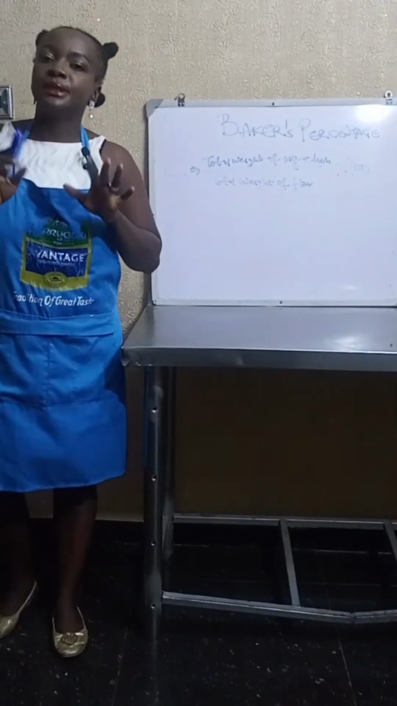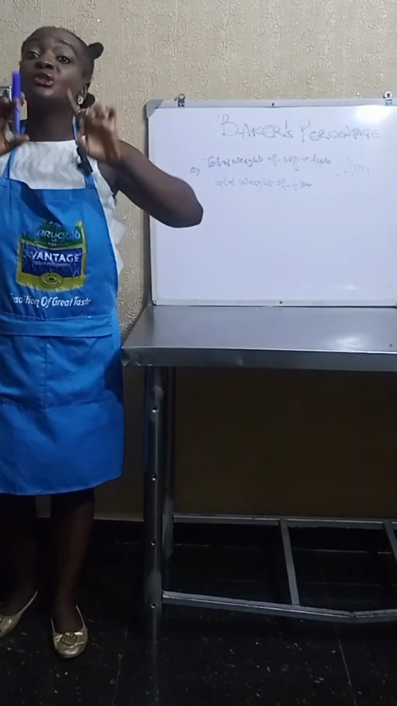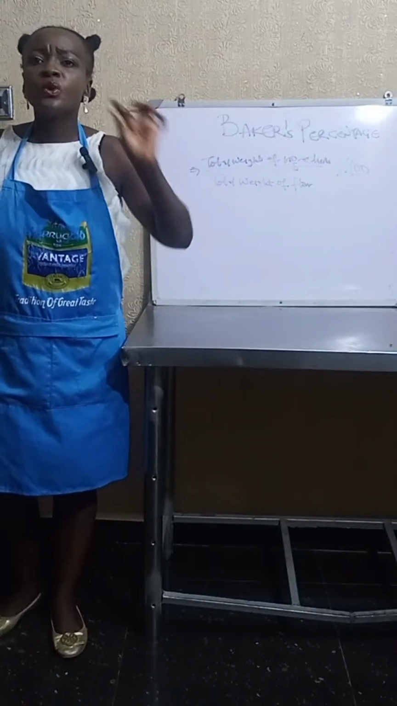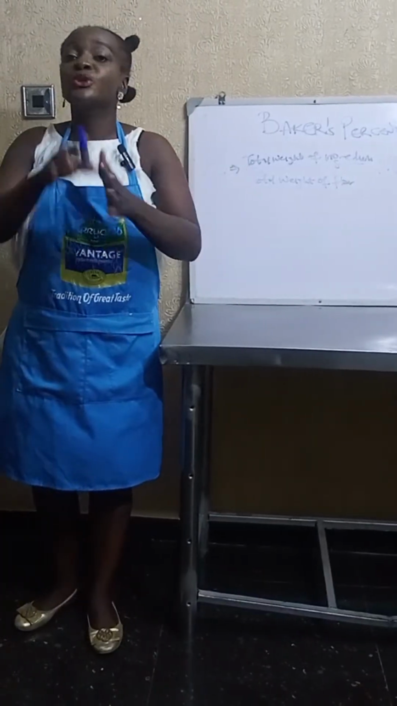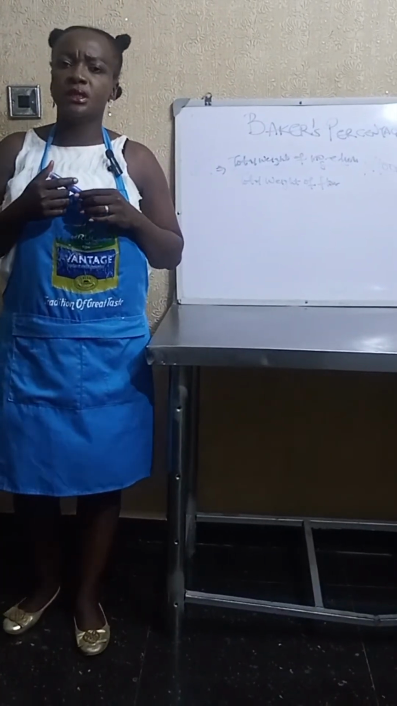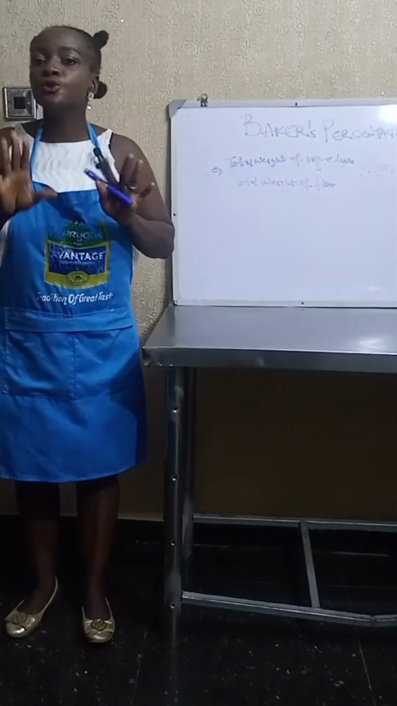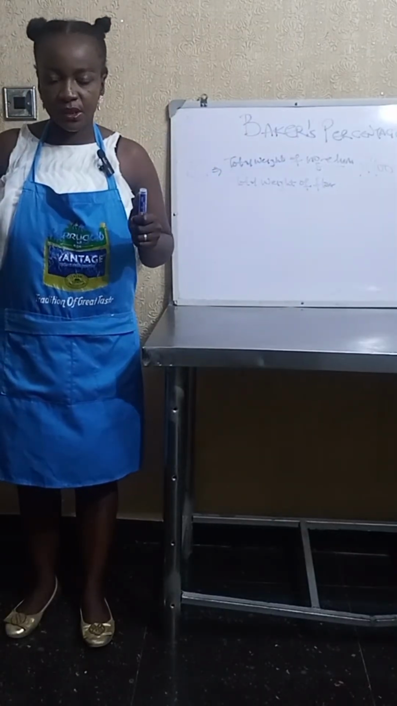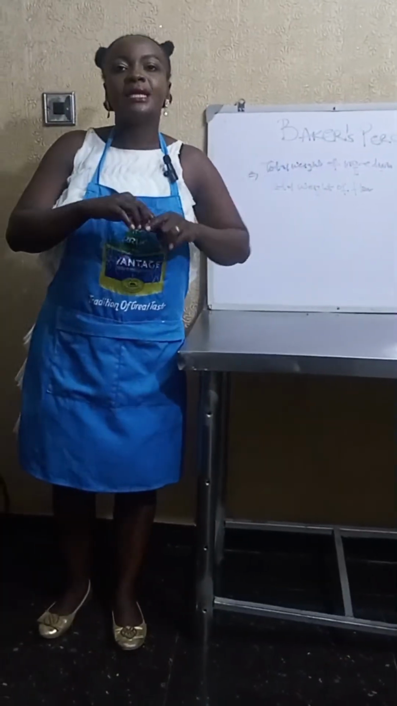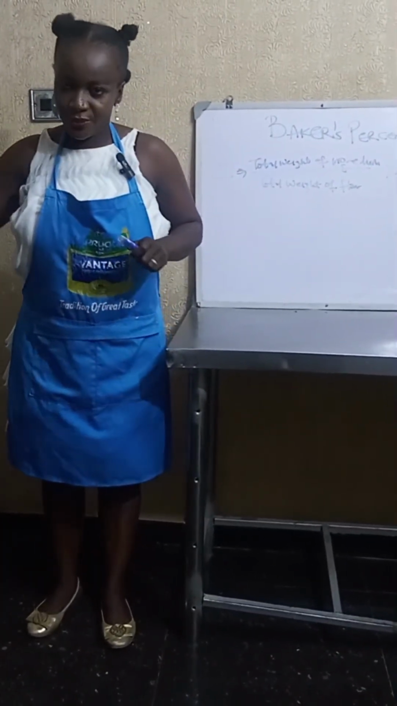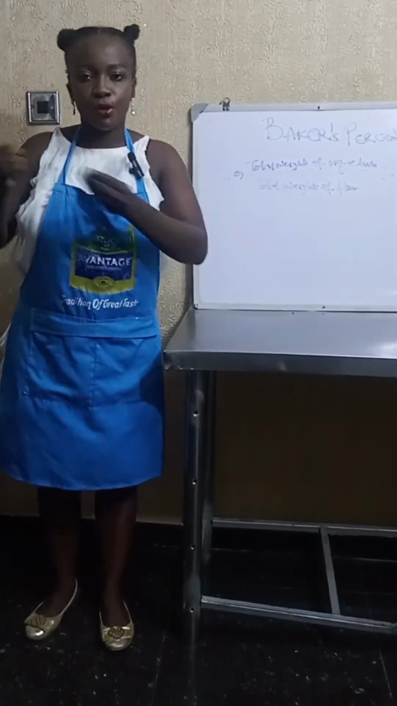A simple rule in baker's percentage is that flour is always 100%. So every other ingredient is measured against flour. I'm going to explain that in detail as we proceed. But today I'm going to be teaching you two simple types of baker's percentage. We're going to be talking about the one for the basic bread dough and the one for the enriched bread dough. So let's start from simple to complex.